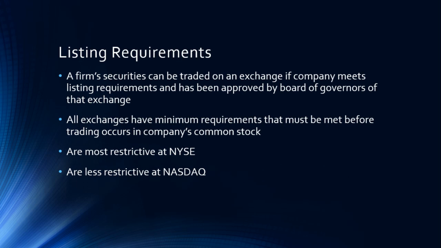Listing requirements for different exchanges. A firm's securities can be traded on an exchange if the company meets listing requirements and has been approved by the Board of Governors of that exchange. All exchanges have minimum requirements that must be met before trading occurs in a company's common stock. They're most restrictive at the New York Stock Exchange, and they're least restrictive at, say, the NASDAQ.